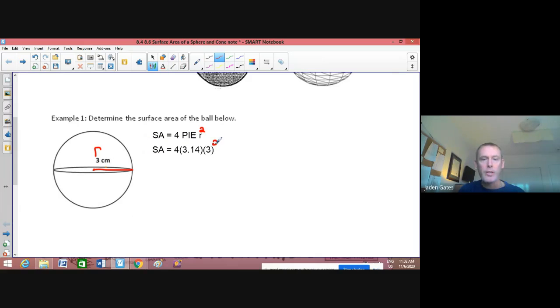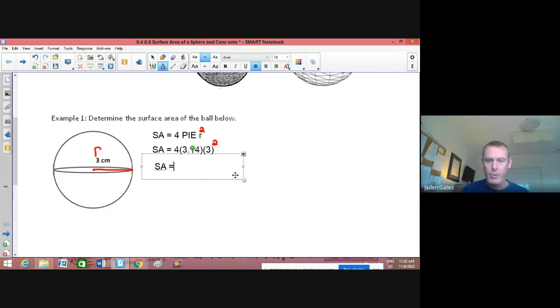All right, and as always, BEDMAS, right? You got to do BEDMAS. So I'm going to do the exponent here first. And so I have my surface area is equal to 4 times my pi, 3.14, times 3 squared. 3 times 3, 9. All right, and then lastly, I got to multiply those 3 numbers, 4 times 3.14 times 9, and then put some units on it, and I'm getting 113.04, and we're dealing with centimeters.